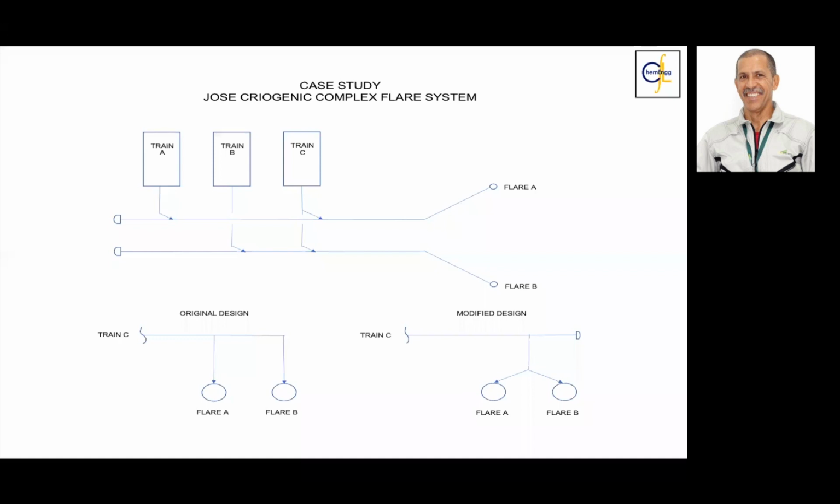Train A and B were built to process 35,000 barrels per day. The first time we got into this project was to upgrade trains A and B from 35 to 50,000 barrels per day. Okay, and in this complex they receive the NGL with a maximum of 2% ethane.